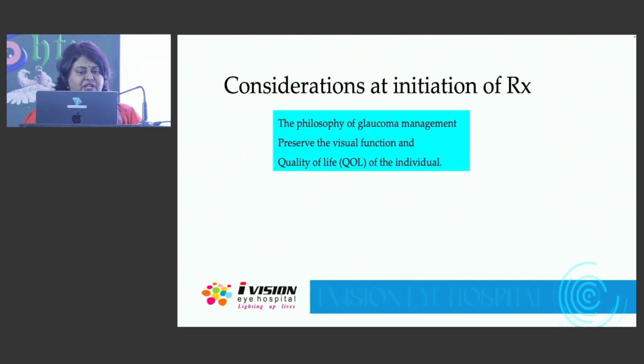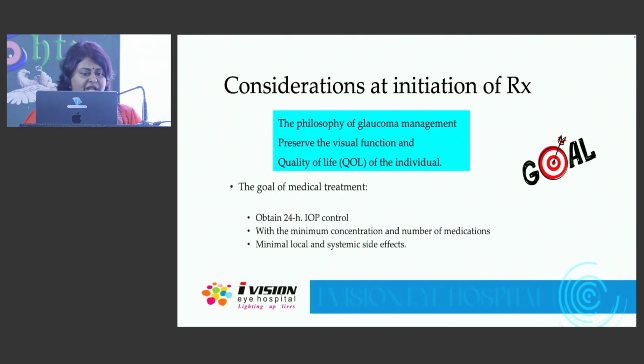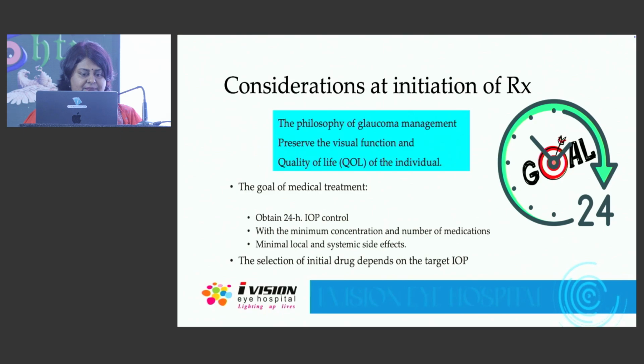A consideration at initiation of treatment is that the philosophy of glaucoma treatment has to be always kept in mind: preserve the visual function and quality of life. The goal of medical management is 24-hour control of IOP with minimum concentration and minimum number of medications, so that there are minimal local and systemic side effects. We have to always remember medicines come with systemic and local side effects.